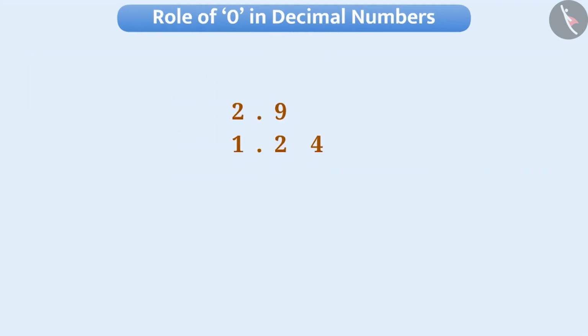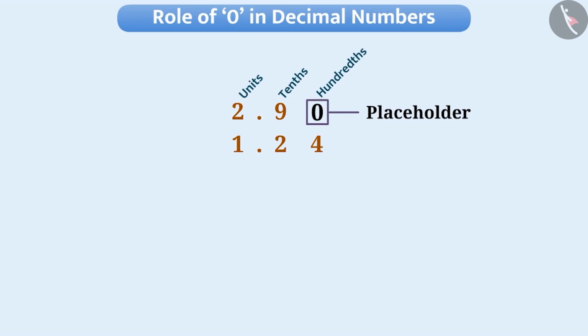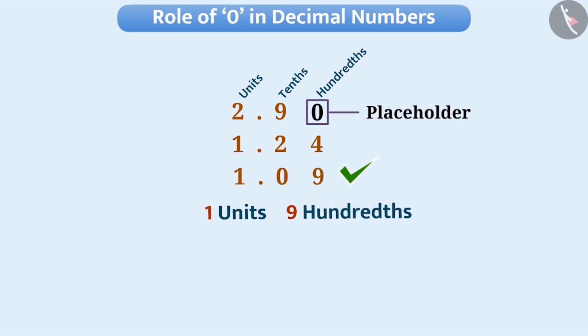0 has a greater importance in decimal numbers. If there is no digit at any place, then 0 is used as a placeholder. With the help of 0, digits are written at their correct places. For example, it is correct to write 1 unit and 9 hundredths as 1.09, whereas it is incorrect to write it as 1.9.